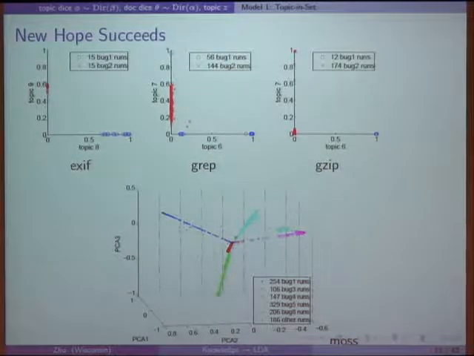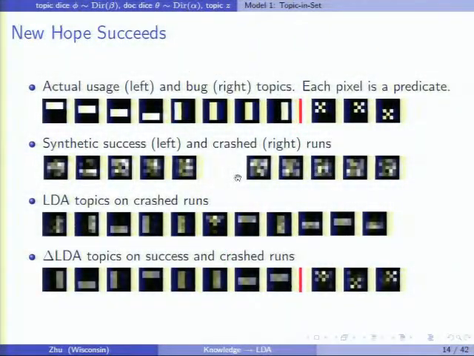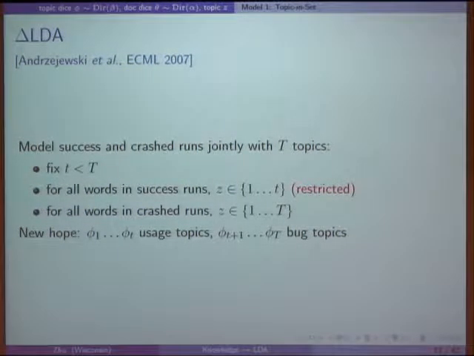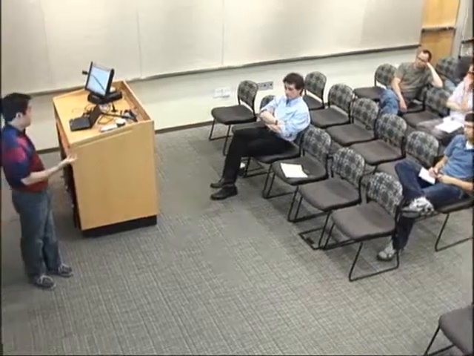Yes. One more question: why not have the two sets of topics disjoint? Why not say 1 to t and t plus 1 to big T? Right, because both kinds of runs would contain normal usage. Like for both runs, somebody would open a browser, right, or do things like that. So you have the common element. You just want to group the common element in the first small t, and then let the remaining ones explain bugs.